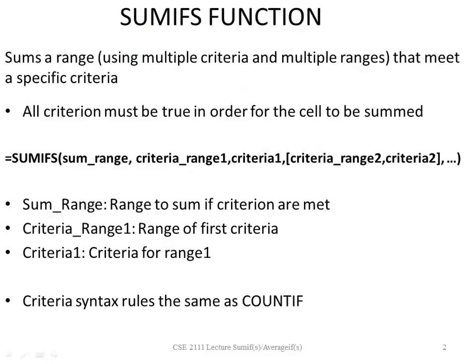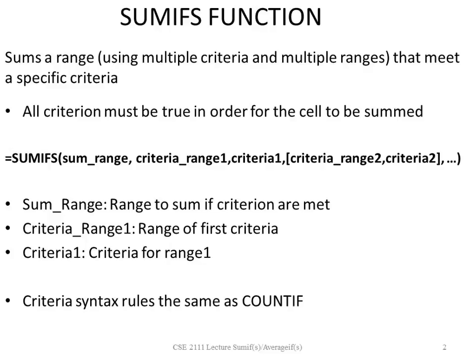The SUMIFS function sums a range using multiple criteria and multiple ranges that meet a specific criteria. All the criteria must be true in order for the cells to be summed. Syntax: =SUMIFS(sum_range, criteria_range1, criteria1, criteria_range2, criteria2, ...). Criteria range 2 and criteria 2 are optional arguments, and the ellipsis means we can have more arguments.